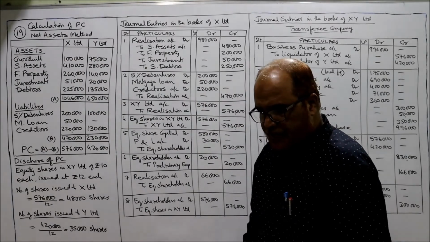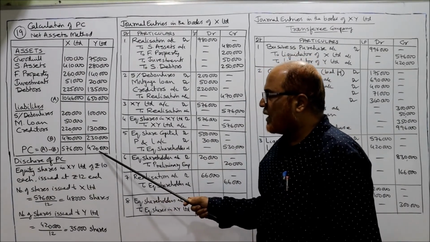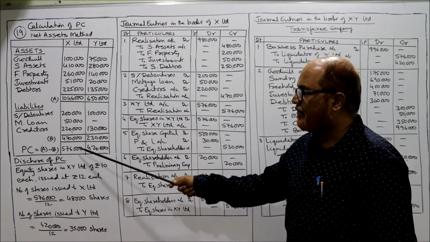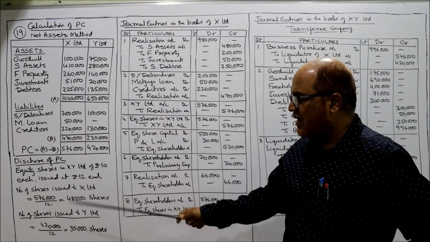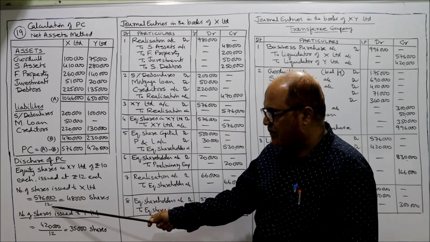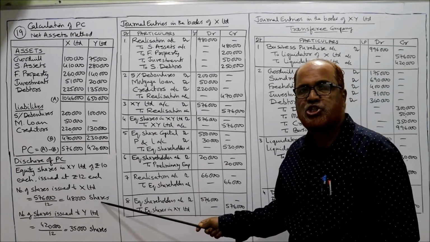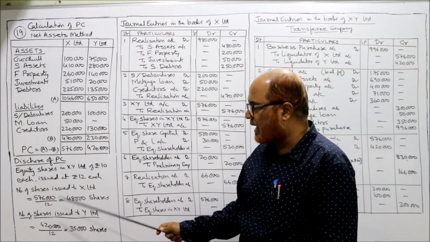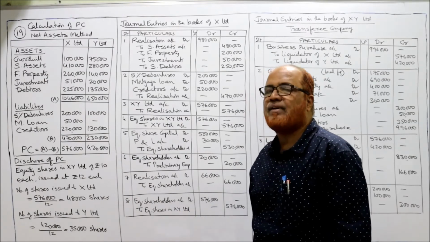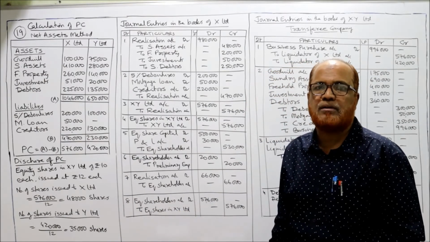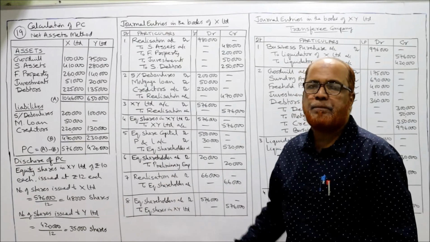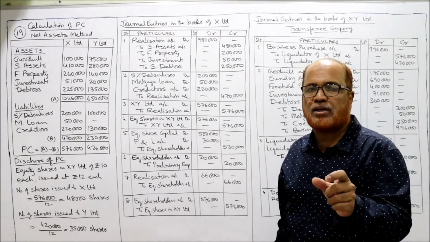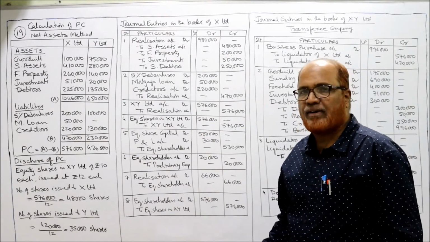So PC is 4,20,000 for Y Limited and 5,76,000 for X Limited. Now you can see 5,76,000 divided by 12, you will get 48,000 shares issued to X Limited. Y Limited के लिए number of shares to be issued 4,20,000 divided by 12, 35,000 shares will be issued to Y Limited. This is the complete PC calculation and number of shares allotted to X Limited and Y Limited.